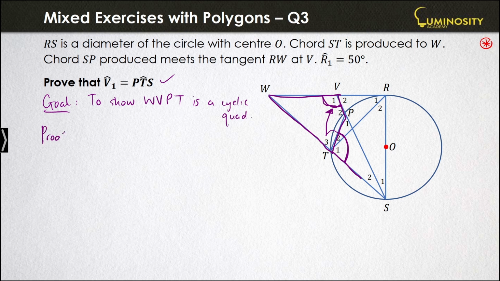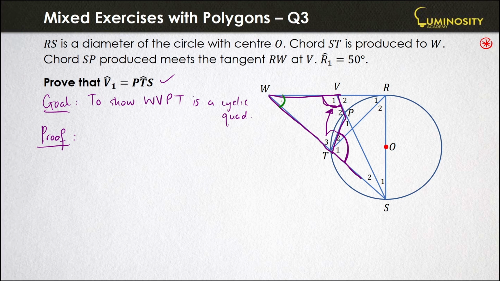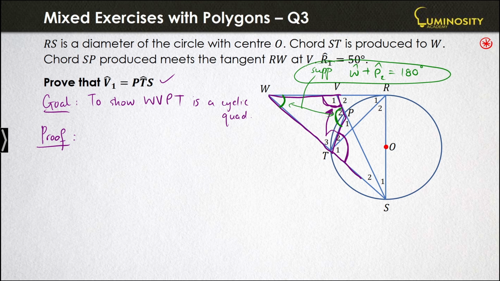Okay, so here's my proof. So I know that angle V1 and angle PTS are the ones I want to show are equal, so it more than likely means that I'm not going to use them in my proof. I'm going to use the other angles. So the other angles I'm referencing in my proof are angle W and angle P2. If I can show that these angles are supplementary, that means they add up to 180 degrees, then this is a cyclic quadrilateral.